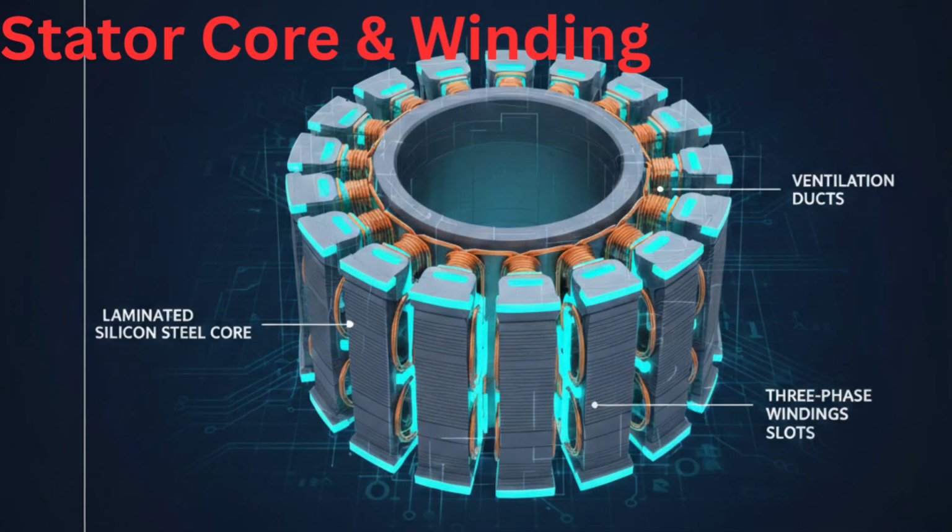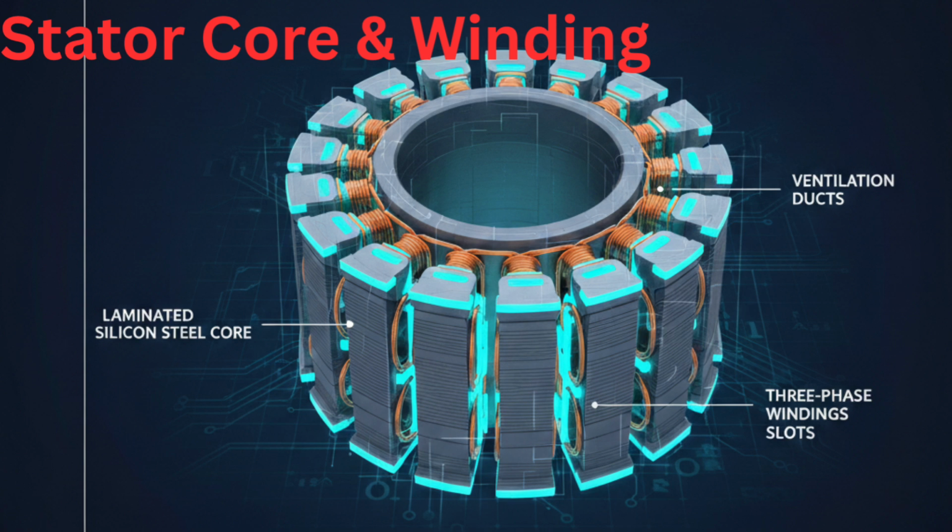Stator core and windings. The stator is the stationary outer part of the alternator and is responsible for producing the output electrical power. It is constructed from thin laminations of silicon steel which are insulated from each other to minimize eddy current losses and heating. Slots are cut along the inner periphery of the stator core, and inside these slots the three-phase distributed windings are placed according to the electrical design. These windings may be connected in star or delta depending on voltage requirements.